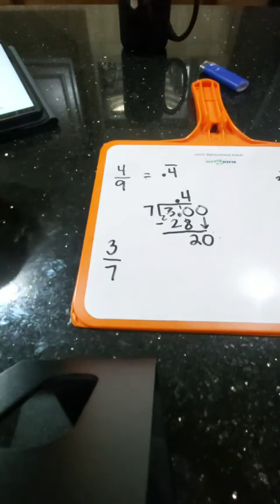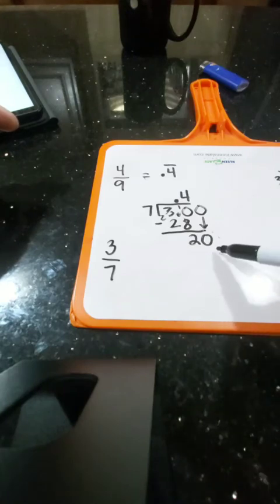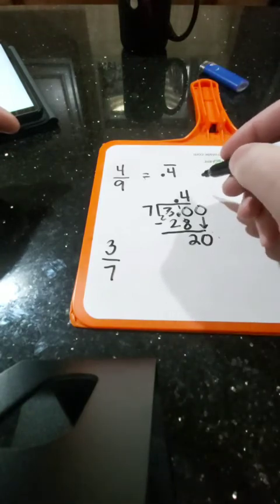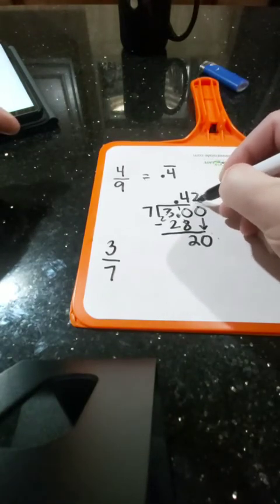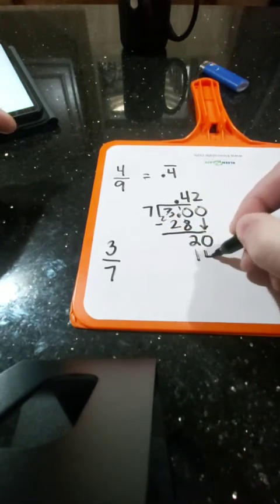How many times does 7 go into 20 without going over? So again, knowing our multiplication problems is very important. So 7 times 2 is 14. 7 times 3 is 21. 21 is too big. So 7 times 2 is what we're going to use. So we put our 2 at the top. 2 times 7 equals 14.